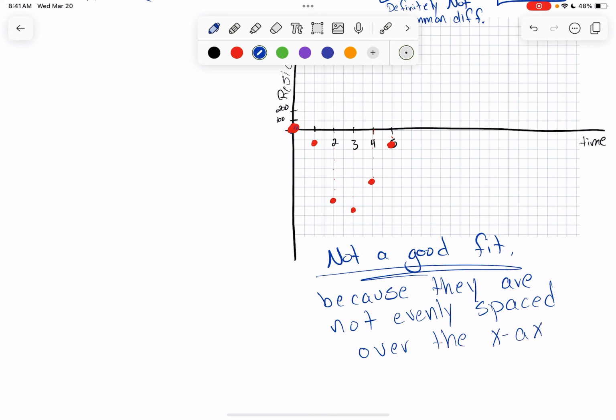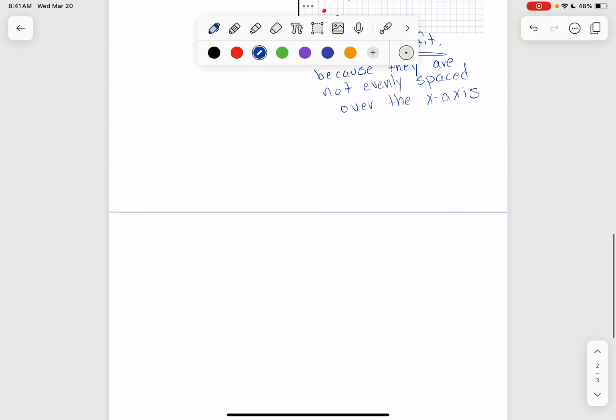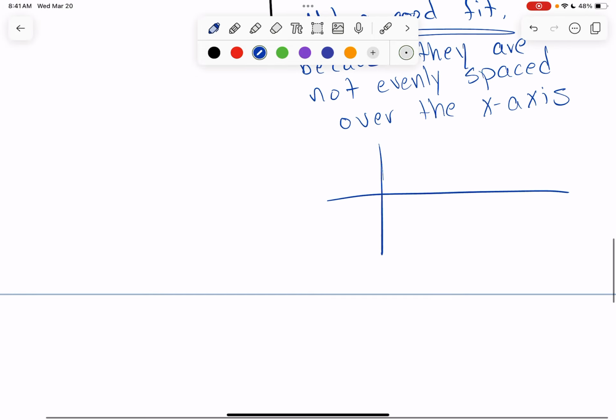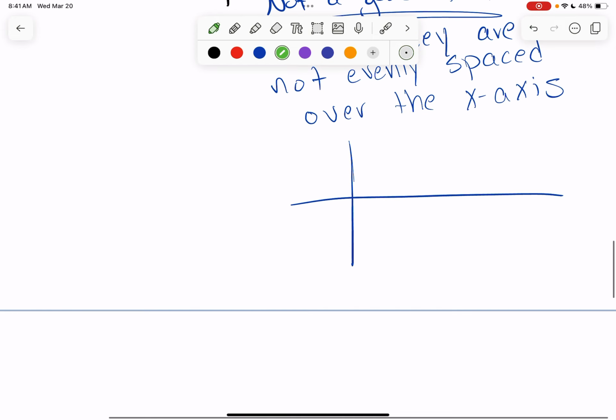Okay, I'm going to show you a quick graph of what a good residual for a good fit would look like. If the residual is a good fit, they would be evenly spaced over the x-axis, meaning one up here, one down here, up, down, up, and there'd be the same number both above and below. So this is an example of a good fit.